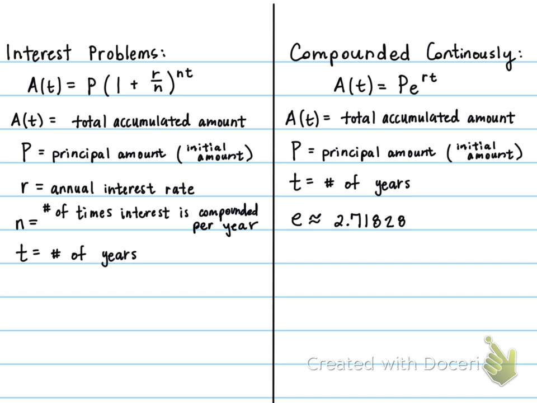Things you should know is that N is going to be the number of times the interest is compounded per year. So if it was monthly, it would be 12. If it was daily, it'd be 365. If it was yearly, it would be 1. Things like that we need to know. Okay, let's do some examples.